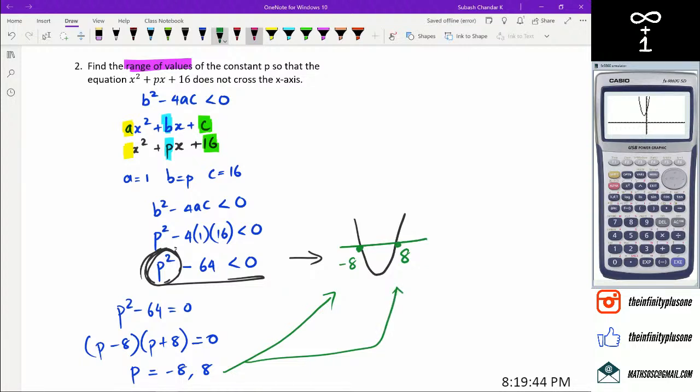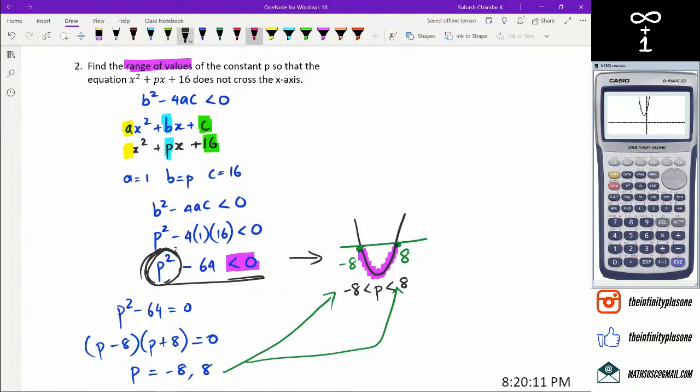Now we're also looking for, when is this graph less than 0? If it's less than 0, it is going to be between these 2 values. So we have to write our final answer as negative 8 less than p less than positive 8, because p is actually between minus 8 and positive 8.